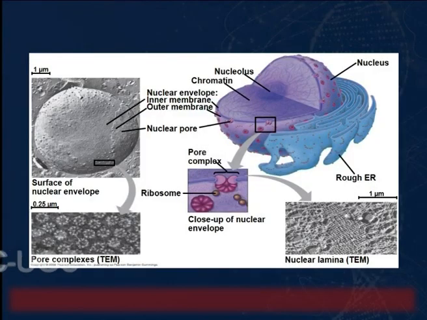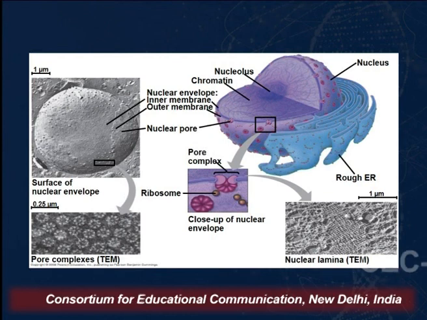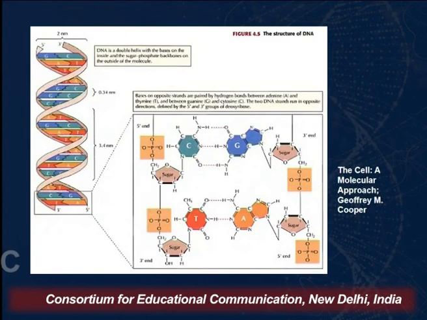Now if we see the image over here, this image shows the structure of the nucleus, and on the surface of the structure there is the presence of the nuclear pore complex. We can see the pore complexes with the help of the TEM image. If we dissect out this nucleus, we can see the nucleolus, the chromatin, then the nuclear envelope with the inner membrane and outer membrane, and attached to this nucleus is the rough endoplasmic reticulum, which can also be seen in this image.